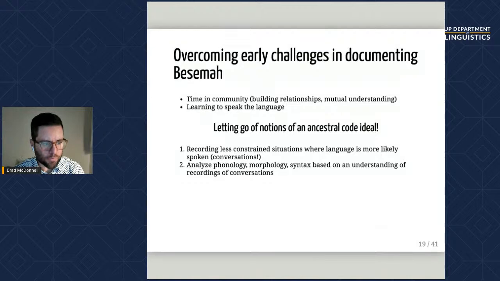I did find that there were some specific things that I'll just briefly address here, such as recording everyday conversations really helped me overcome these challenges and really understand how Busuma was being used. And then once I started to analyze the phonology, morphology, and syntax based on these recordings of conversations, I was able to understand so much more of the language and overcome some of these challenges.